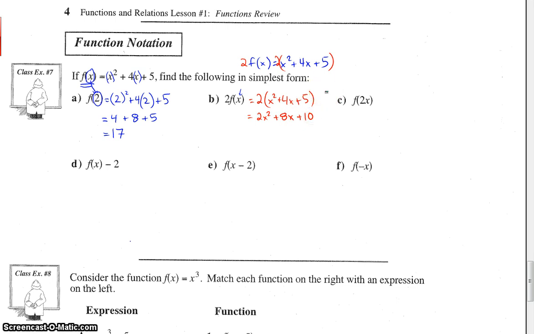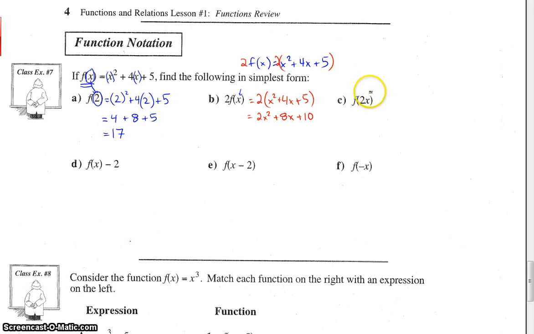Awesome. Okay, now you guys should try some of these as well. So why don't you pause your video now and try C and D on your own, and then let it play and see if we got the same answer. Okay, let's go through this and see if we got the same answer.